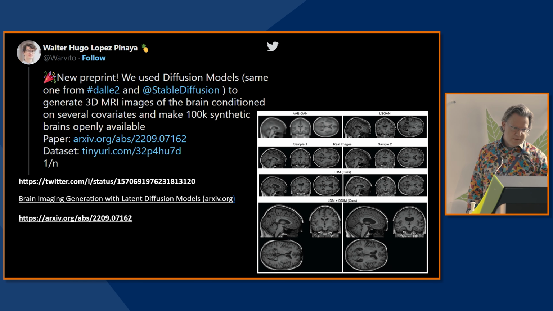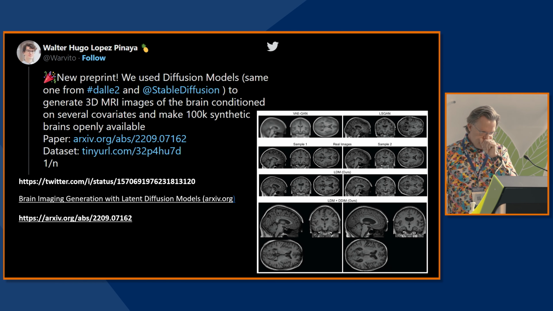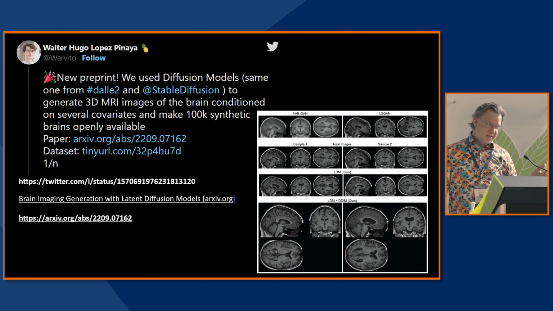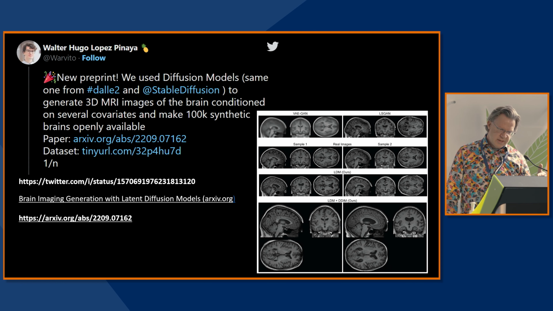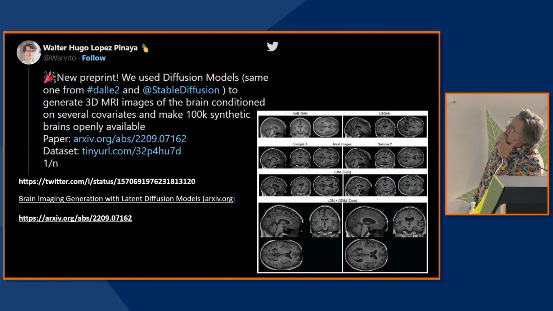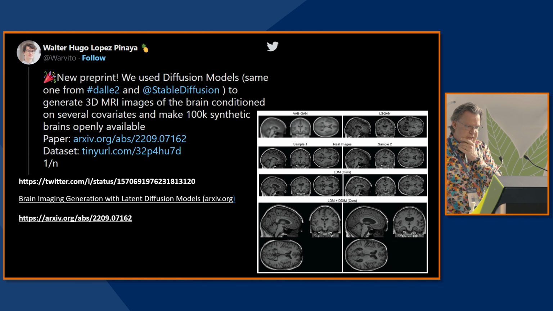Here's another example. So Walter here is a PhD student, and he's used Stable Diffusion to generate 100,000 synthetic brains with MRI slices. I'll be honest, I don't know how one might actually put this data to use. I'm not a neurologist, but presumably there is a case in neurology or some similar field. I'll give you a moment to take a picture there if you want to, because there's some details there. The paper's very, very interesting.